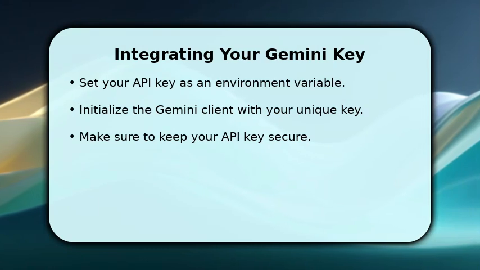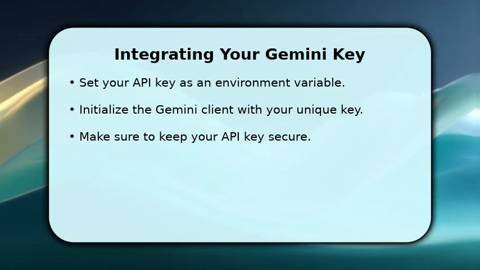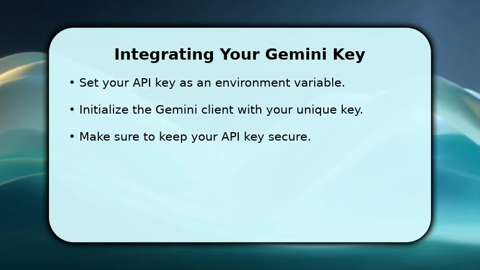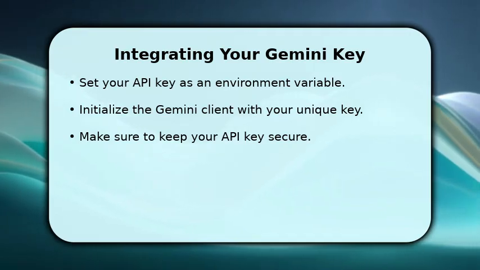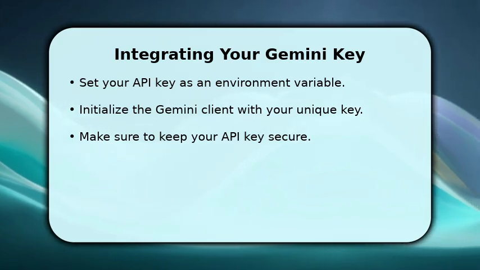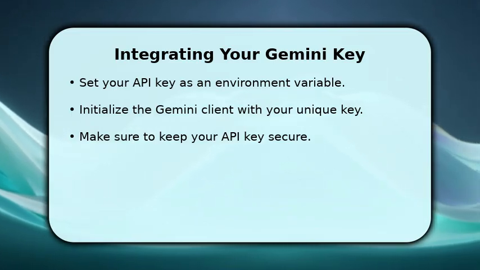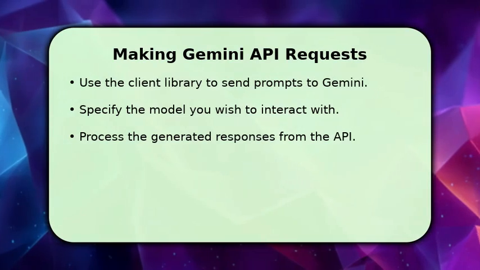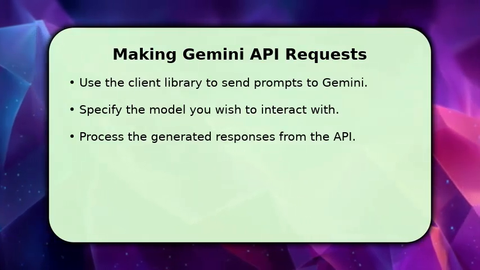Once you have your Gemini API key, the next step is to integrate it into your application. A best practice is to set your API key as an environment variable rather than hard-coding it directly. This enhances security and makes your code more flexible. Then, initialize the Gemini client in your preferred programming language, passing your key for authentication. It's a simple setup. With your client initialized, you're ready to start making requests to the Gemini API.